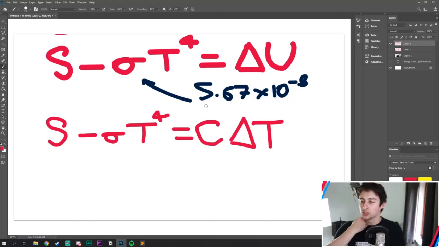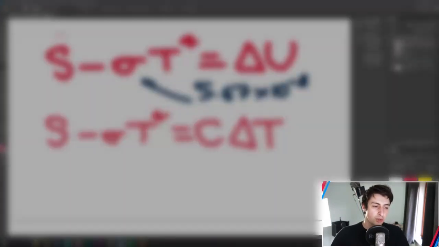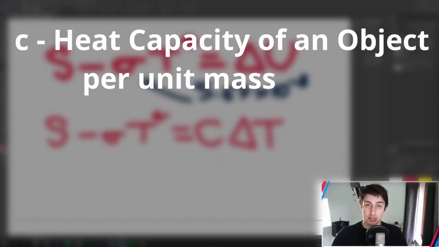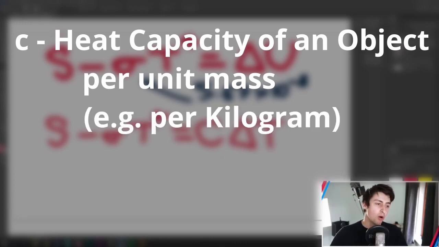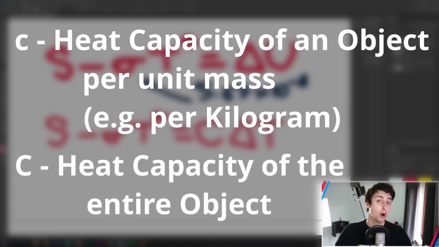Thunderstorm's asking a question there: is that specific internal energy? Specific internal energy refers to the internal energy per unit mass. If something is specific, at least in this context in science, it means per unit mass. So what you'll sometimes see is lowercase c will be the heat capacity of an object per unit mass, like per kilogram of water. Or sometimes you will see capital C, which will be the heat capacity for the entire object.